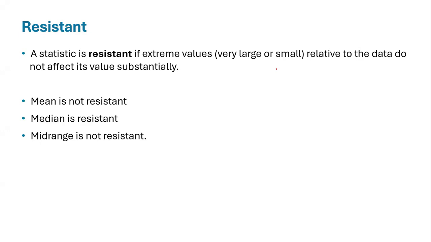For the mean, to find the mean, you need to add all of the data values and then divide by the number of them. Since you're adding all the numbers, if you have one extreme value, a very small or very large number, you add that number as well. So it affects the mean, because by adding a very small or very large value, the mean definitely changes. Since the mean changes, we say the mean is not resistant.